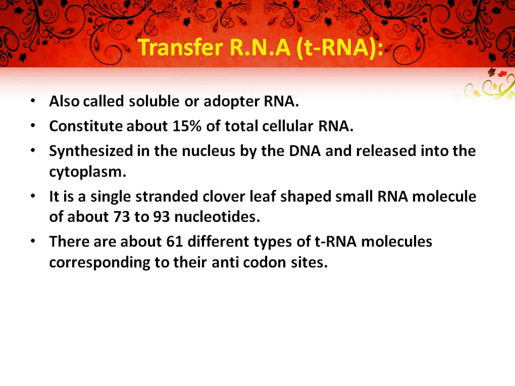The second type of RNA is the transfer RNA. This is also called soluble RNA or adapter RNA. It is called soluble RNA because it is the smallest RNA molecule, composed of about 73 to 93 nucleotides. And it is called an adapter RNA because it acts as an adapter in forming a connection between the amino acid and the codon region during protein synthesis.